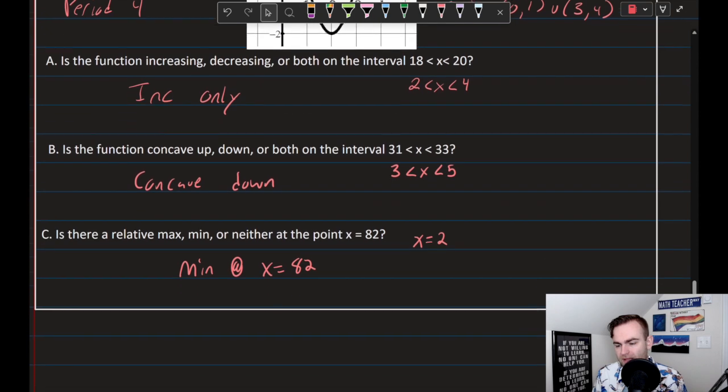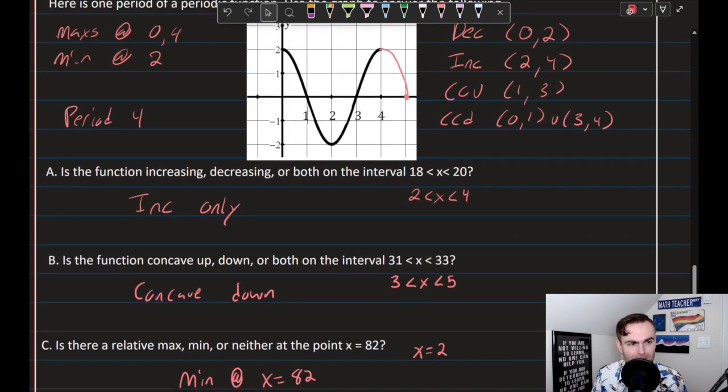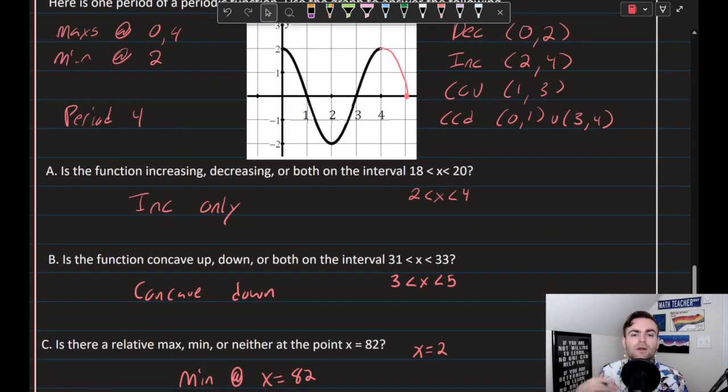So not too bad, but this idea of, well, it repeats every 4 really ties in this idea of modular arithmetic in the future. So I really want to talk about that during class, although if you get curious, by all means, go ahead and ask some questions, look some stuff up.